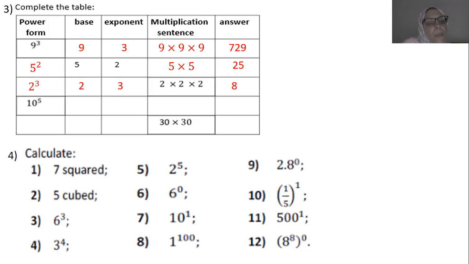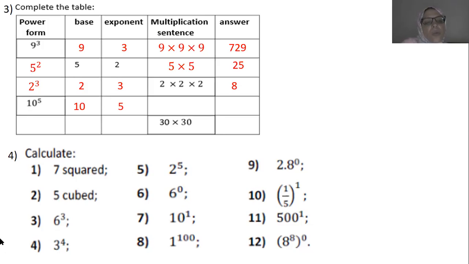Now, the power form is given: 10 to the power 5. Who's the base? The number down, which is what? Which is 10. So the base is 10. Who is the exponent here in this power? Yes, the number to the right up, which is 5. So 5 is the exponent.